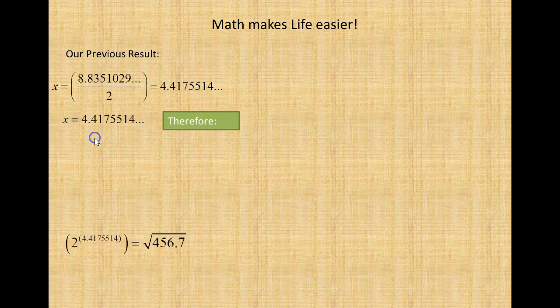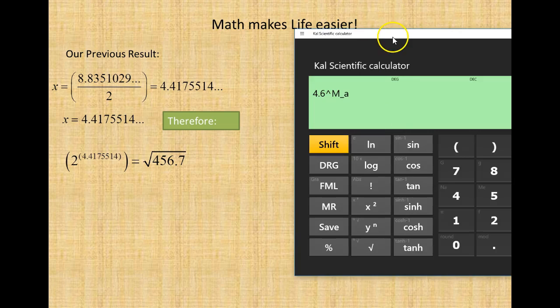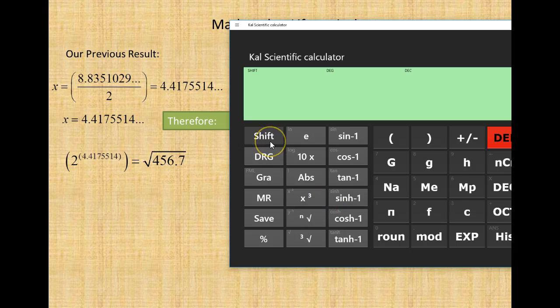Let's continue. So our previous answer was this, and so x is equal to 4.4175514. Therefore, 2 raised to the power of 4.4175514 is equal to the square root of 456.7. And if we look at the square root of 456.7, I'm looking for a square root sign on here somewhere.